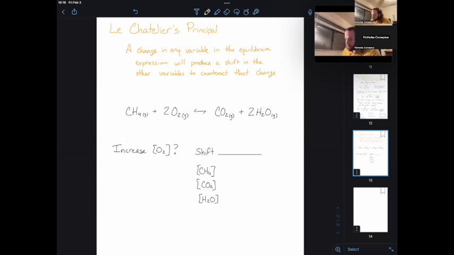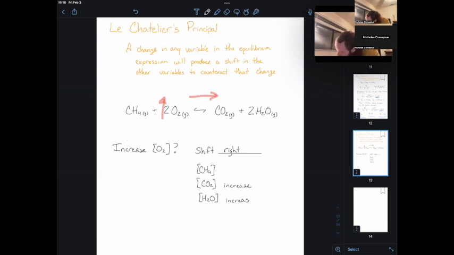What's going to happen? If I increase one of my reactant concentrations, that's going to shift everything over to the right, which means that my product will increase in concentration and my other reactant will decrease in concentration. Right? In order to get back to equilibrium, everything's going to have to adjust itself to that increase in oxygen. And so this is how the rest of the system will compensate.